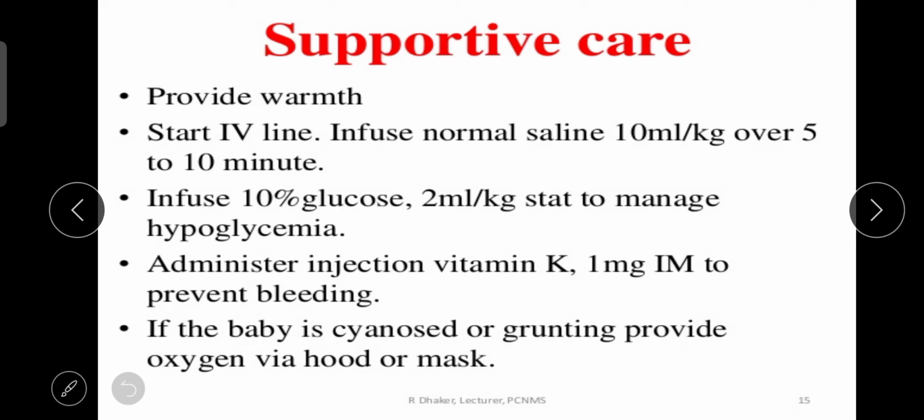In supportive care, the first one is to provide warmth. Intrauterine life and extrauterine life are completely different, so it will be difficult for the baby to adjust to the new environment. So first we will provide warmth.